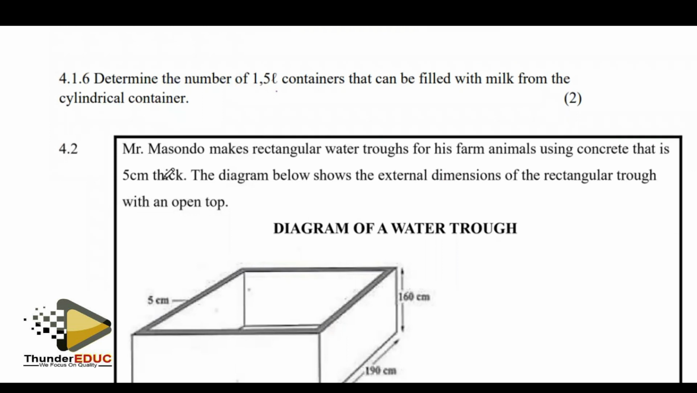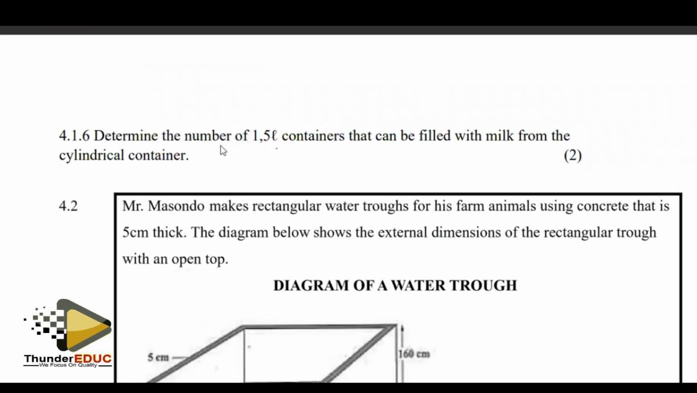4.1.6. Determine the number of 1.5 liter containers that would be filled with the milk from the cylindrical tank or cylindrical container. Remember, the cylindrical container is worth 60 liters. Someone wants it in 1.5 liter containers. How many shall we get from there? It becomes 60 divided by 1.5. You have 40 of the 1.5 liter containers.